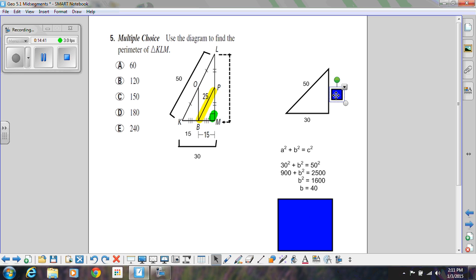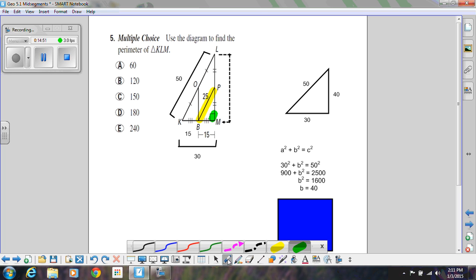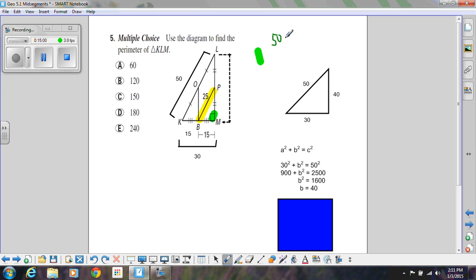So I know this side over here has to be 40. So this side's 40, this side's 30, this side's 50. So for my perimeter, all I have to do is add up the 50 plus 40 plus 30. So if we do that, you can either do that on your calculator or in your head, we should get 120. So that would be answer choice B.